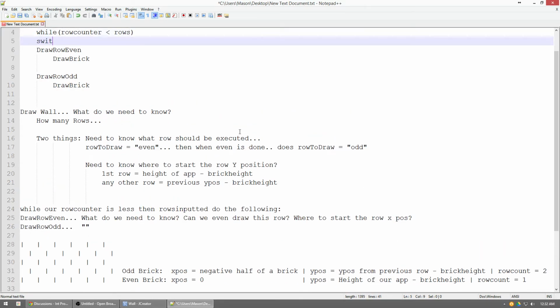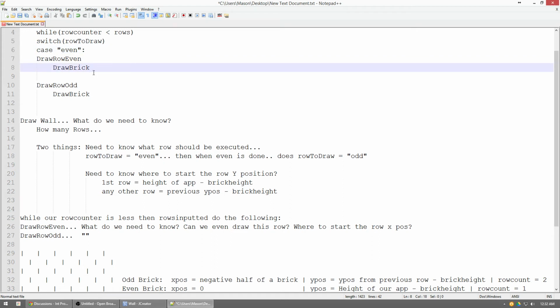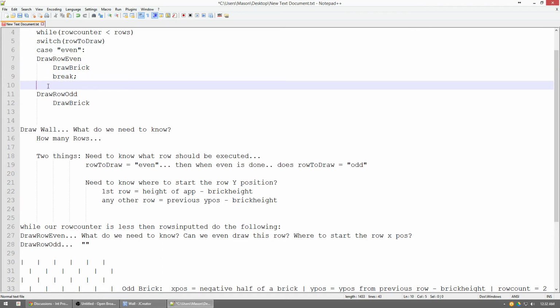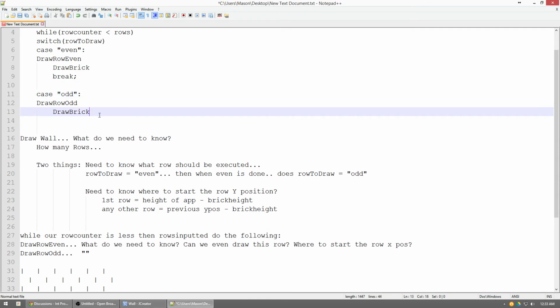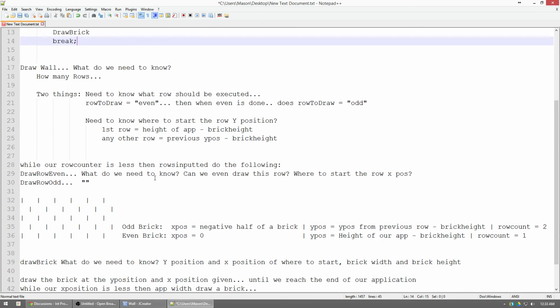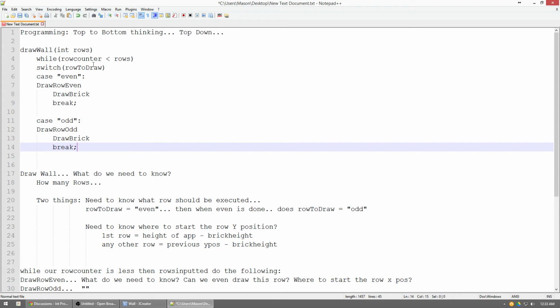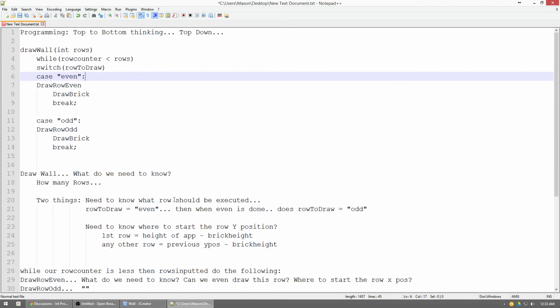So typically for that, maybe you do a switch, and then you do row to draw, as you can see there. Case even, then you'd draw that, and then you'd break, obviously. And here, case odd, and then you'd break. You get my point, though. You can easily take what you thought about and bring it in here, and you just add it. So once you get this part down, you can easily program it.